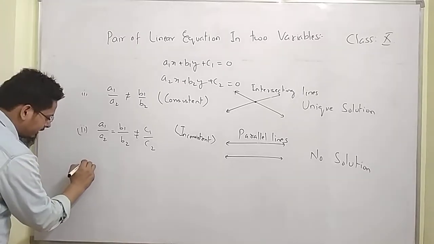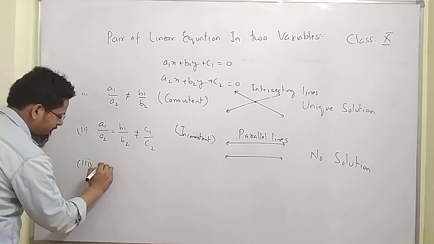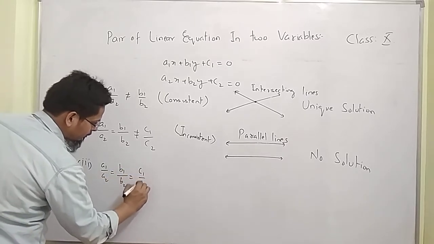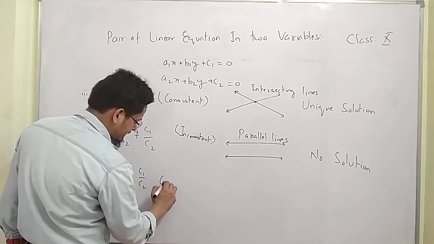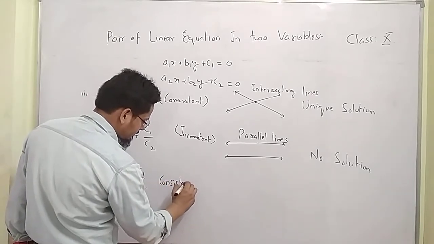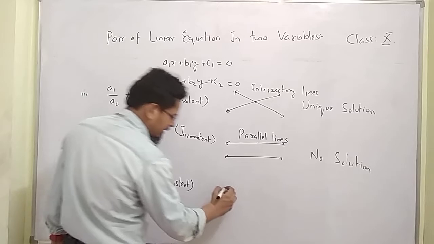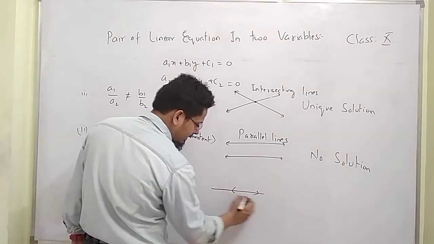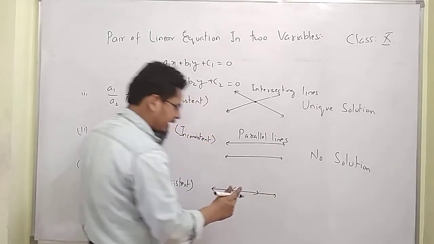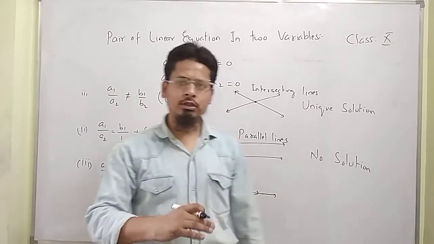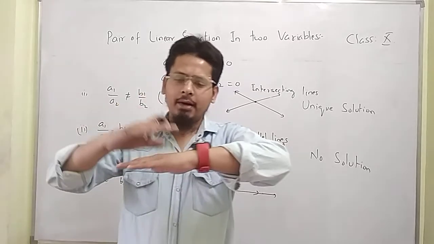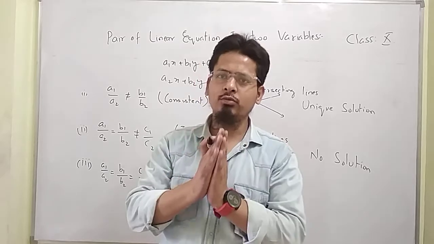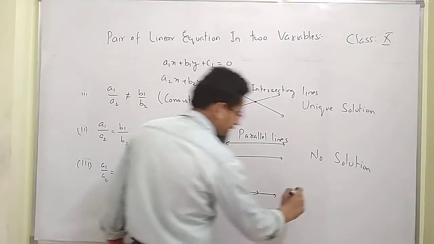The third and final part is if a1 upon a2 is equal to b1 upon b2 is equal to c1 upon c2. It is also called consistent, and the lines will be coincident. I draw one line, and upon the same line I draw another line, meaning the two lines are coinciding to each other. For example, if there is one line and upon the same line another line is also coinciding, both lines are coinciding to each other. So it is called infinitely many solutions.